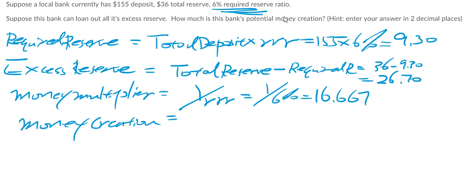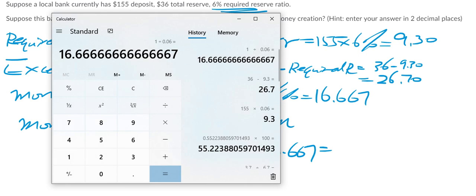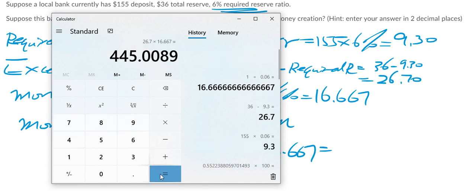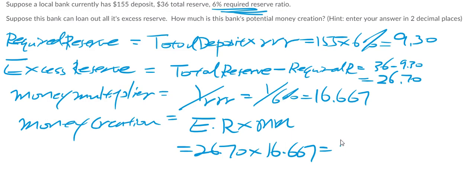And then for money creation, we're going to take our excess reserve times the money multiplier. So excess reserve is 26.7 times 16.667. And how much is that? 26.7 times 16.667, and that's going to be $445.01. Okay, so that's how you do this type of question.